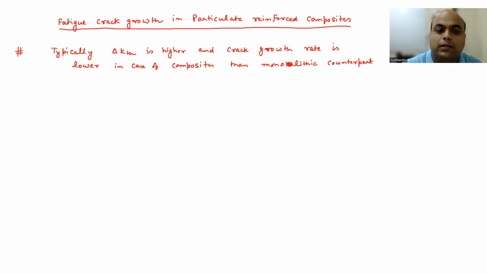Monolithic counterpart. Okay. So we have discussed in the SN curve that composite is better than the monolithic counterpart, especially for smaller particle size, right? So same thing here. When you talk about fatigue crack growth, the delta KTH is going to be higher. Okay. So your curve is going to move towards the right side, right? And your crack growth rate is also going to be lower as compared to the monolithic counterpart.